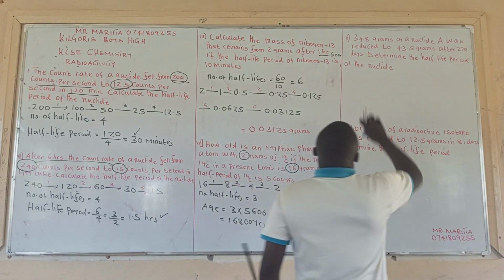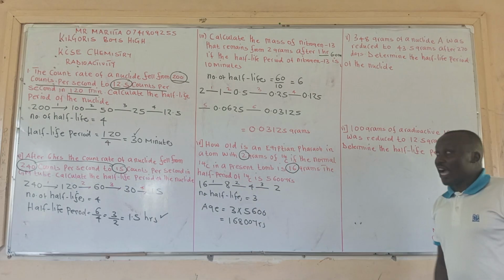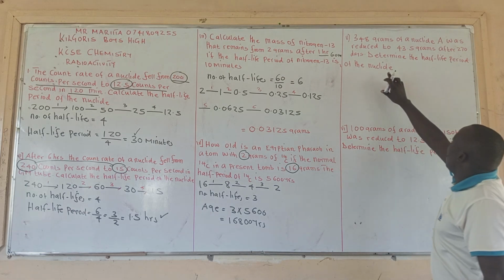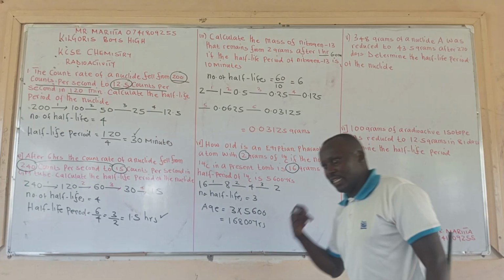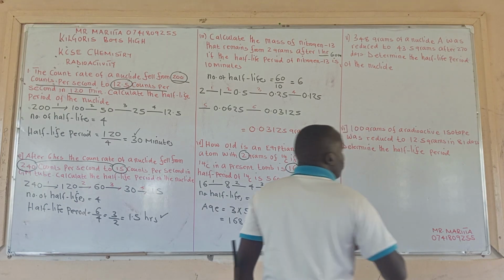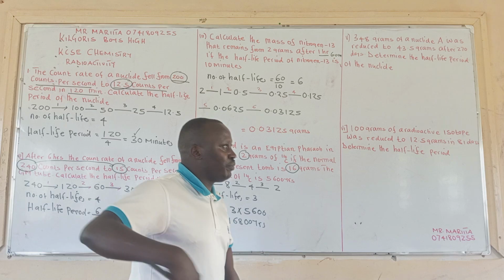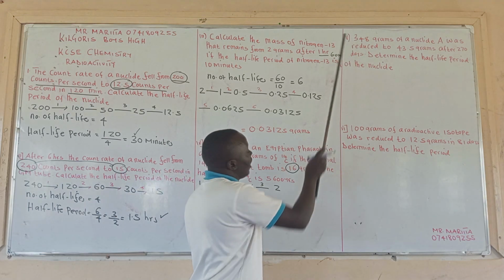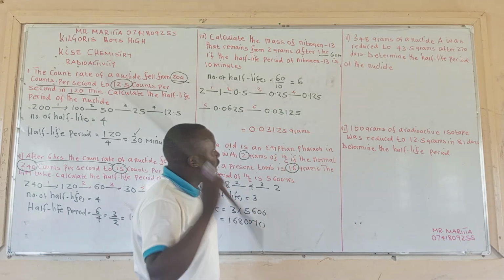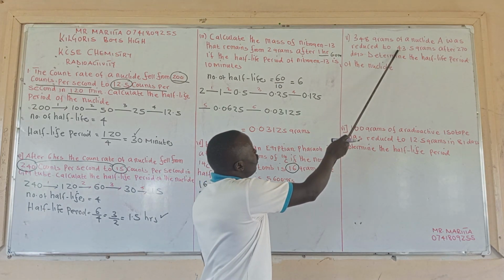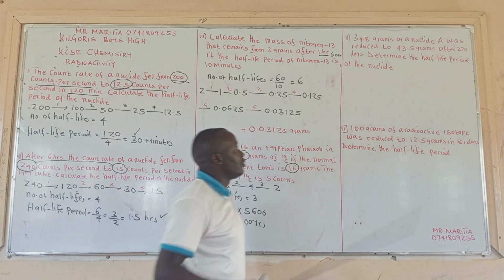Now we proceed. We have 348 grams of a nuclide A was reduced to 43.5 grams. So the first mass was how much? The first mass was 348, then it dropped, it was reduced to 43.5 grams.